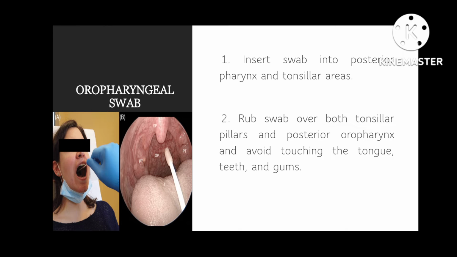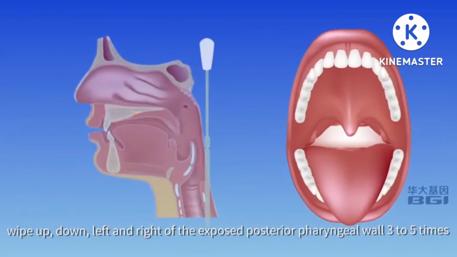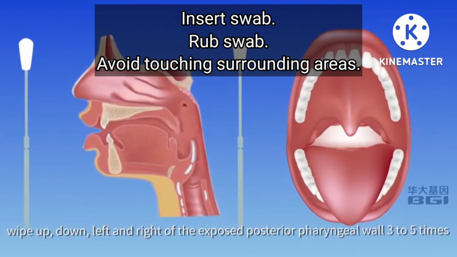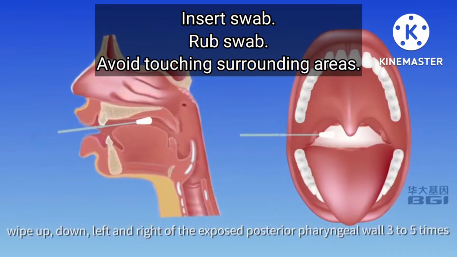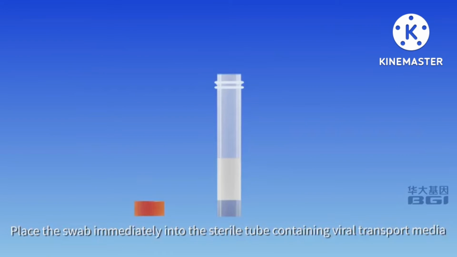For oropharyngeal swab specimen collection, you do the same thing. You insert the swab into the posterior pharynx and the tonsillar areas, and then rub the swab over both tonsillar pillars and the posterior oropharynx. When you remove the swab, you make sure to avoid touching the tongue, the teeth, and the gums.